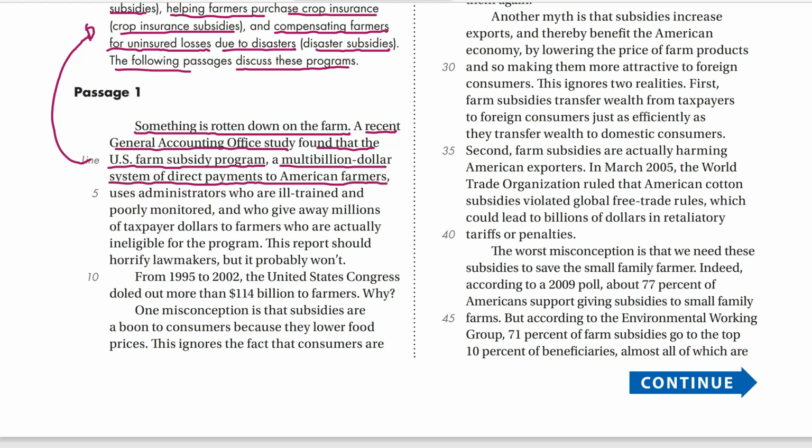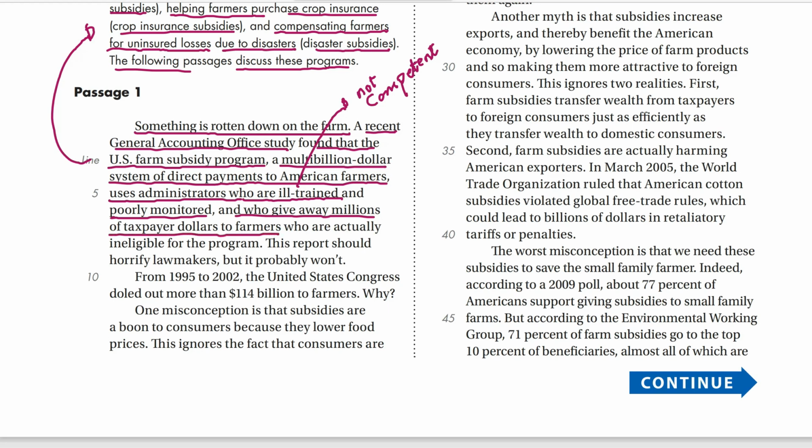Clear till here? So the subsidy program, a multi-billion-dollar system of direct payments to American farmers, uses administrators who are ill-trained. That program uses administrators. Administrators means what? Officials. People in charge of this program. Like those people are what? Are ill-trained. Meaning they are not what? They are not competent. So ill-trained means what? Not competent, not qualified well. Okay? And poorly monitored. There is no monitoring. There is no supervision. And who give away millions of taxpayer dollars to farmers.